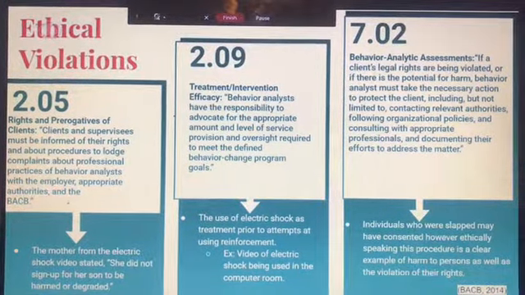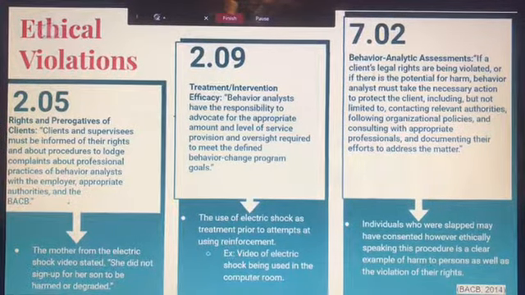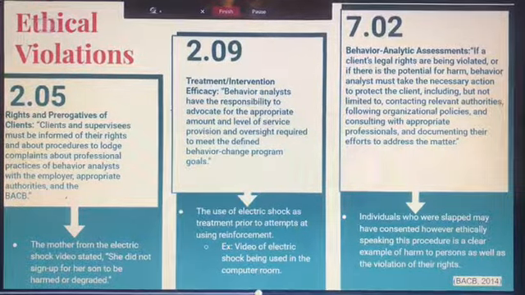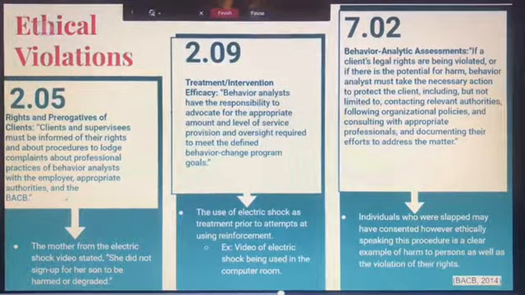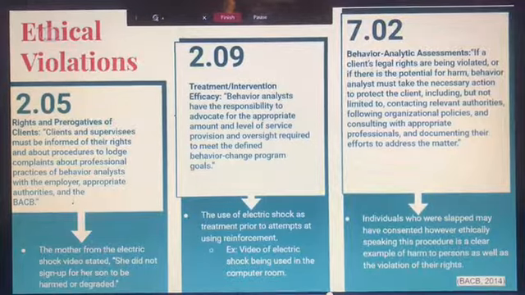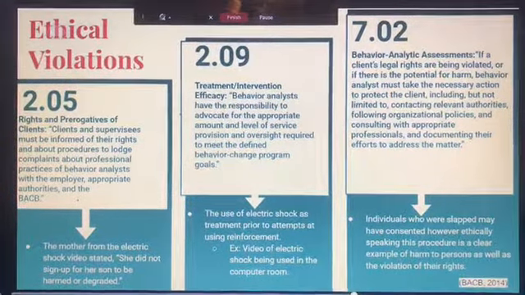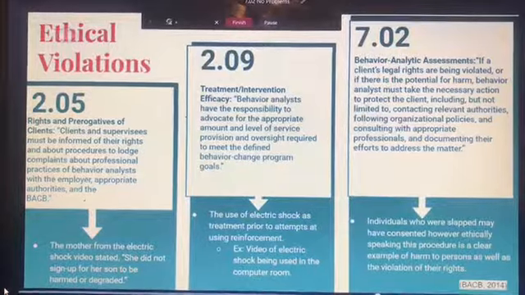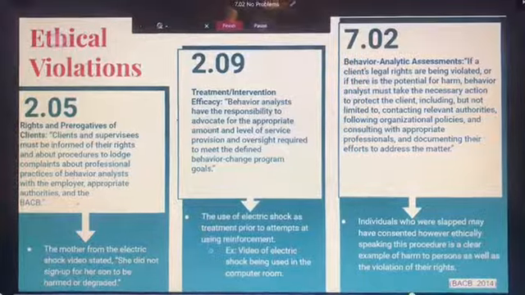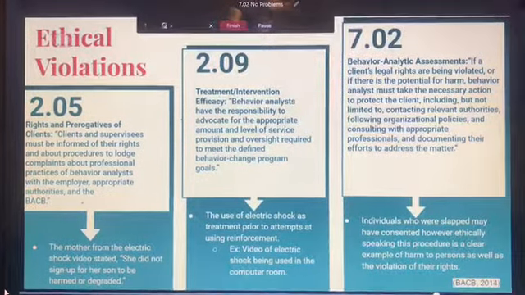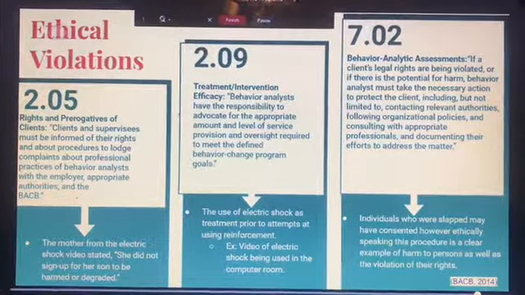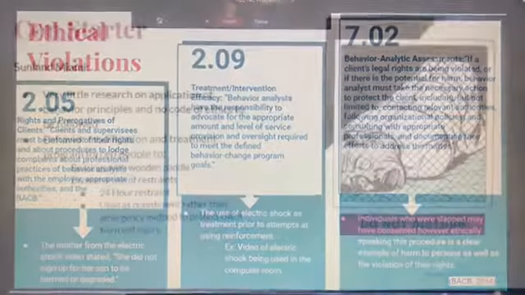This includes, and is not limited to, contacting relevant authorities, following organizational policies, consulting with appropriate professionals, and documenting their efforts to address this matter. The individuals who are slapped in this article entitled Slaps, Screams, and Love may have consented. However, ethically speaking, this procedure is a clear example of harm to persons as well as a violation of their rights. In regards to the video of the boy getting electrically shocked, after that treatment, he was admitted to a hospital and was suffering from trauma due to the electric shock.